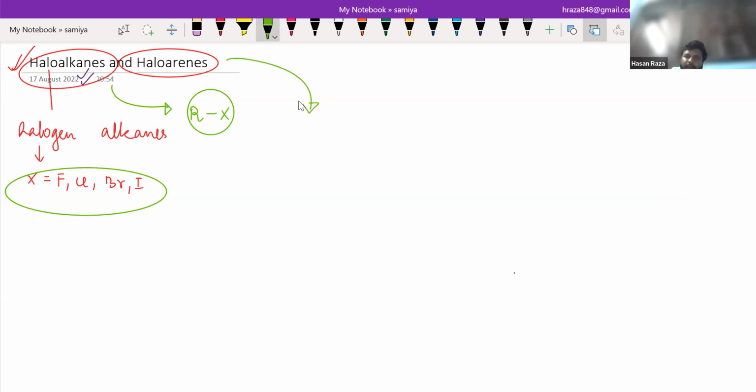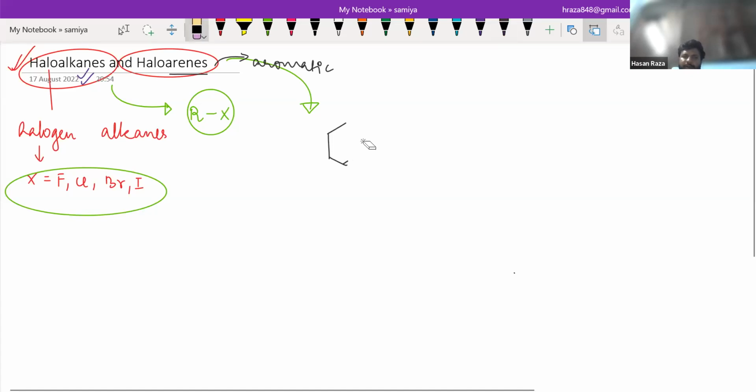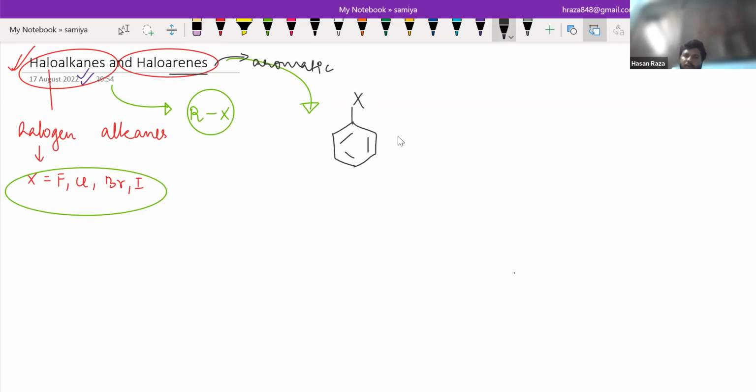In the same way, here comes haloarenes. Halo means again fluorine, chlorine, bromine, iodine, and arenes means basically aromatic compound. Arenes comes from aromatic, and in this chapter in class 12, arenes means basically benzene. Benzene is an aromatic compound. So this is benzene, and if there is X, this is called haloarenes. So first of all, we are going to classify.